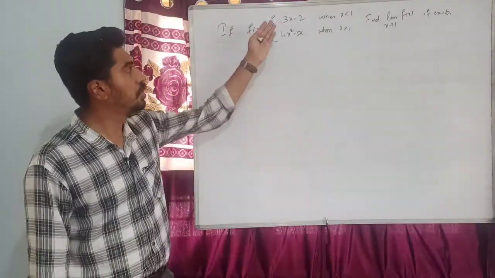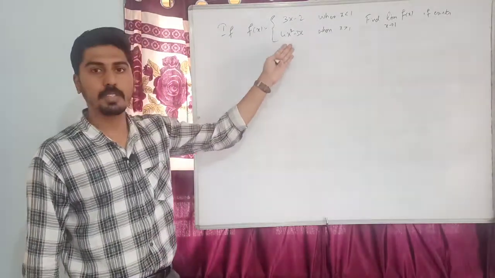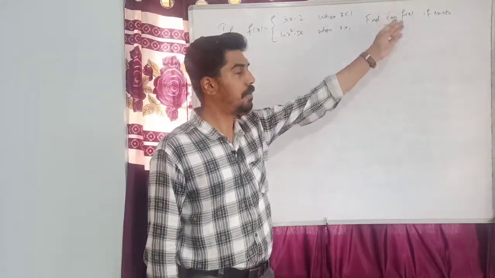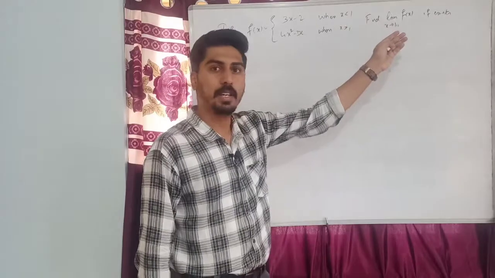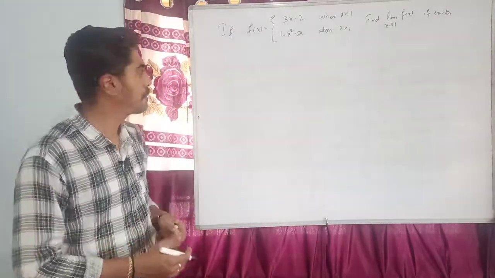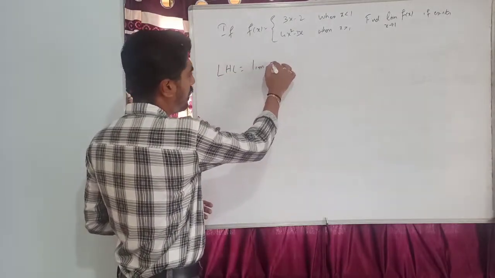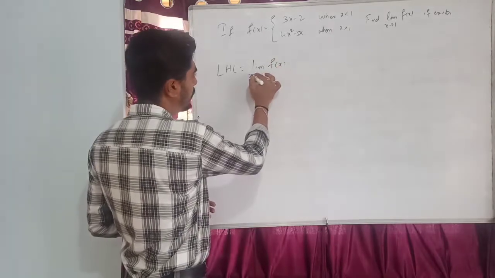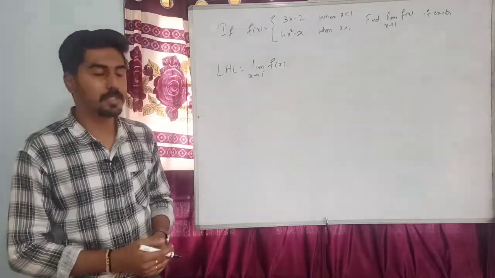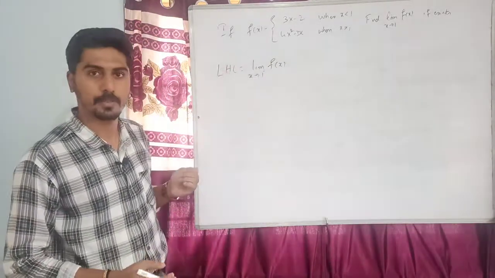If f of x equal to 3x minus 2 when x less than 1, f of x equal to 4x square minus 3x when x greater than 1, find the limit of f of x as x tends to 1 if it exists. First, let us find out the left hand limit. LHL is equal to the limit of f of x as x tends to 1 minus. 1 minus represents we are approaching 1 through the values less than 1.